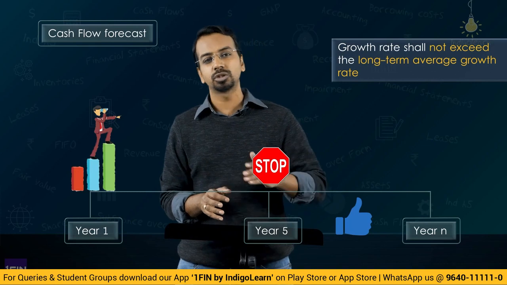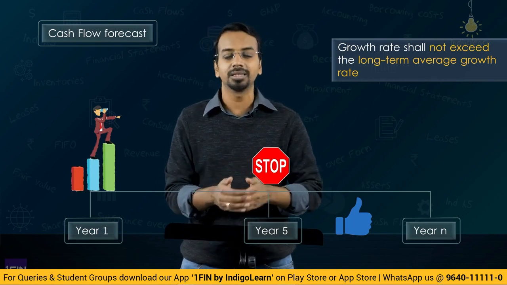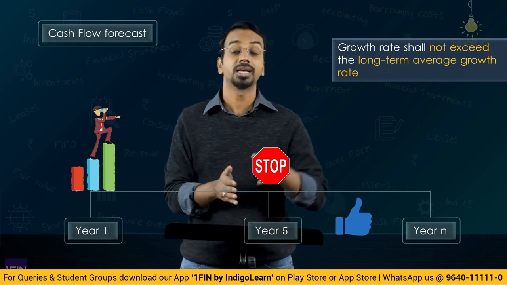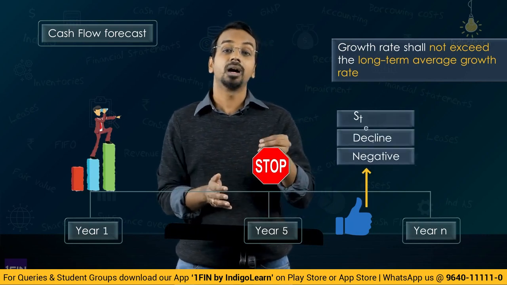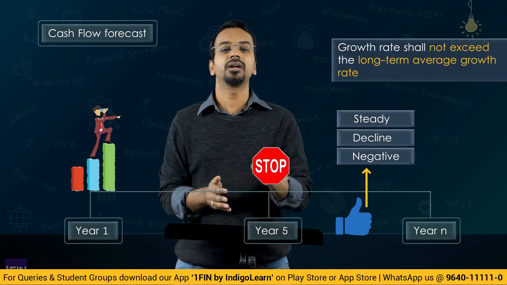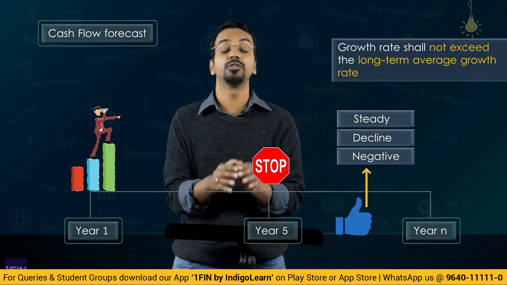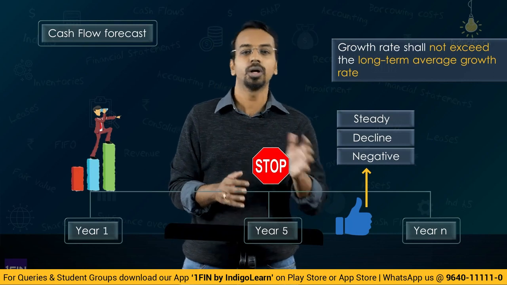Then after that you can use a growth rate which should not be greater than the long-term industry growth rate of the organization based on the past, and it can be a constant growth rate or a declining growth rate, but it cannot be an increasing growth rate. Sometimes you may assume that the growth rate can be 0 as well.